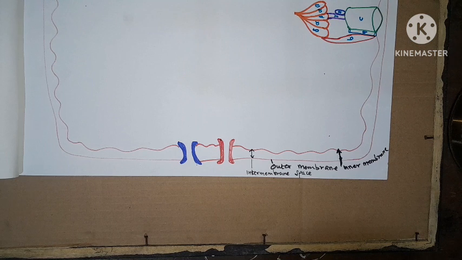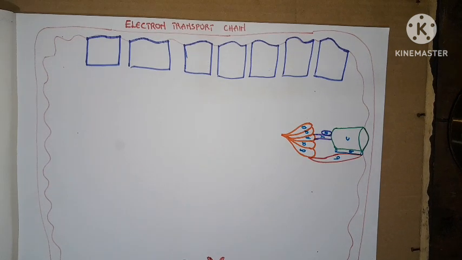So, the electron transport chain occurs in the mitochondria. And it has an outer membrane, as I said earlier, and an inner membrane, and the folding of the mitochondria is what we call the cristae. So cristae, that is the folding of the mitochondria.